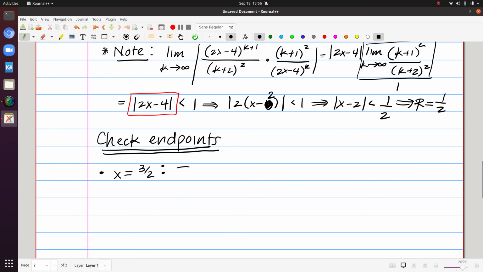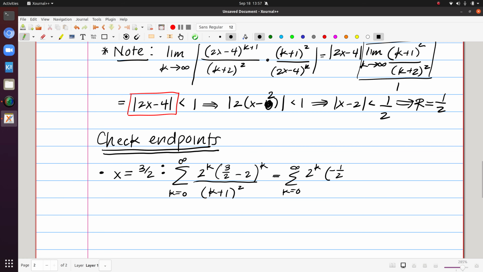I'm going to get here the sum from k equals 0 to infinity. I have 2 to the k and k plus 1 squared in the denominator here. And I'm plugging in, so recall we had x minus 2 to the k. Well, I'm plugging in x equals 3/2. Now, notice what we get. We get 2 to the k. This becomes minus 1/2 to the k. And so I can simplify this by recognizing that the top would become just minus 1 to the k over k plus 1 squared.